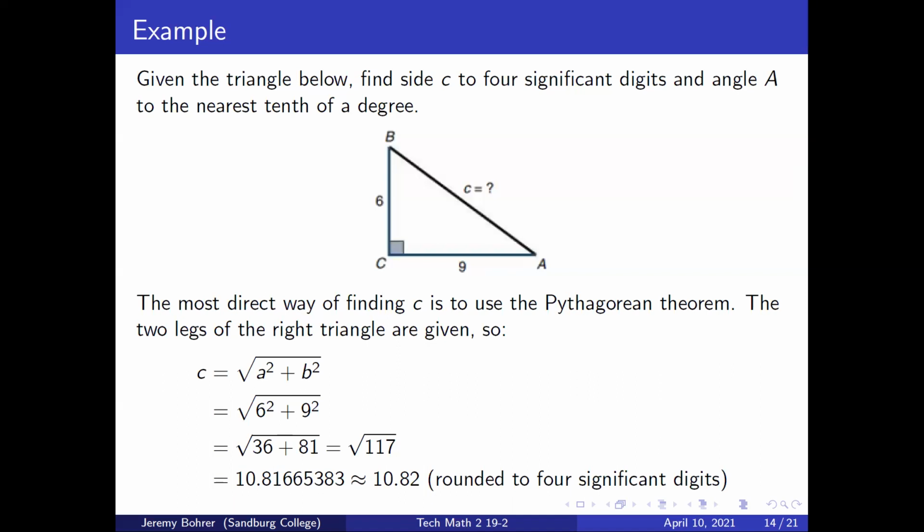Given the triangle below, find side C to 4 significant digits and angle A to the nearest tenth of a degree. The most direct way of finding C is to use the Pythagorean theorem. The two legs of the right triangle are given, so C is equal to the square root of A squared plus B squared, which is equal to the square root of 6 squared plus 9 squared, which is the square root of 36 plus 81, which is the square root of 117, which is about 10.82 rounded to 4 significant digits.